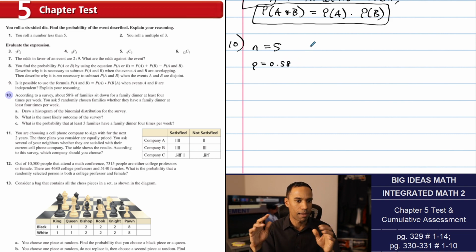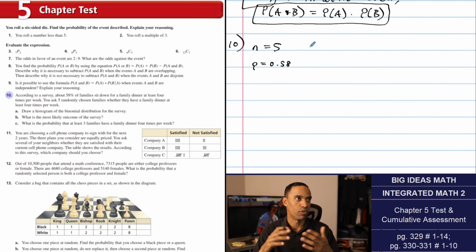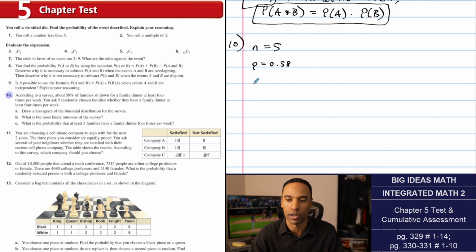The 4 times per week, we're not actually using that number 4. That's just the category, like how many of you eat chicken or whatever. It's just the category there. Q is 1 minus 0.58, that's 0.42. 58% chance that they do, 42% chance that they don't.